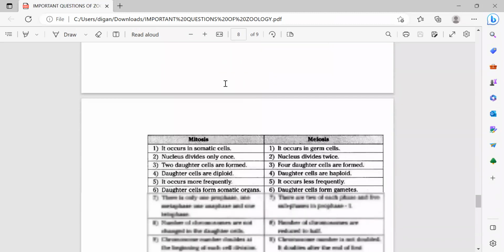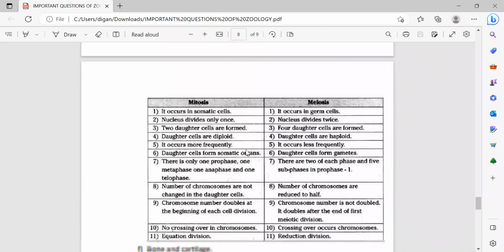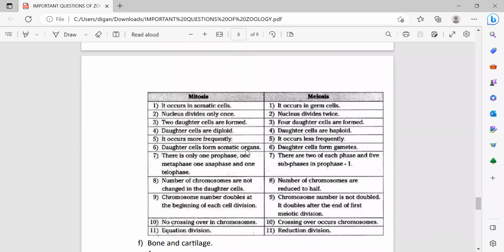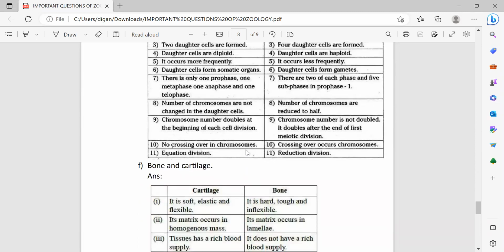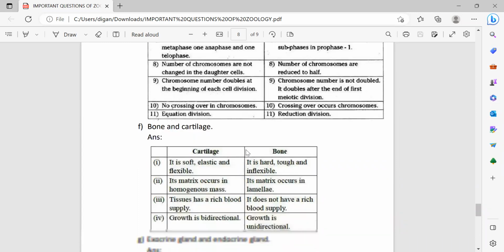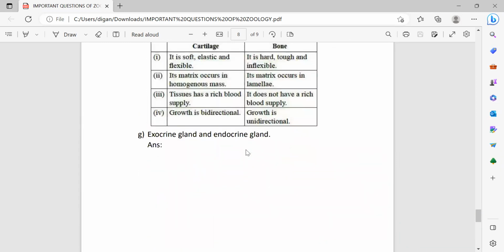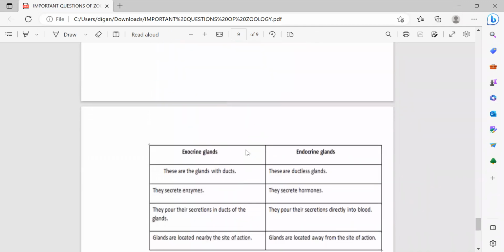Mitosis and meiosis cell division. These are the differences of mitosis and meiosis. From mitosis and meiosis, you get lots of questions. Sometimes the question is: write the difference between mitosis and meiosis. Then you have to write it just as I am giving you, as a whole difference. Sometimes a question comes: write the difference between the metaphase of mitosis and the metaphase of meiosis. Sometimes it comes: write the difference between the prophase of mitosis and the prophase of meiosis. So depending upon the question, you have to write the answer. But the difference between mitosis and meiosis is very important. Then bone and cartilage, exocrine gland and endocrine gland.